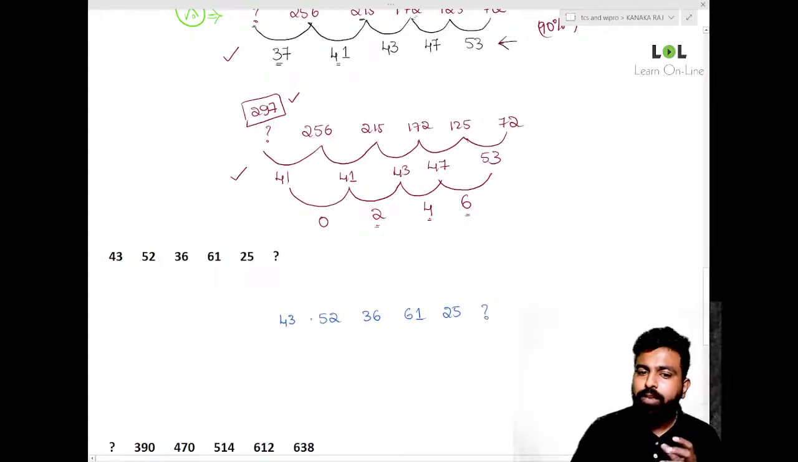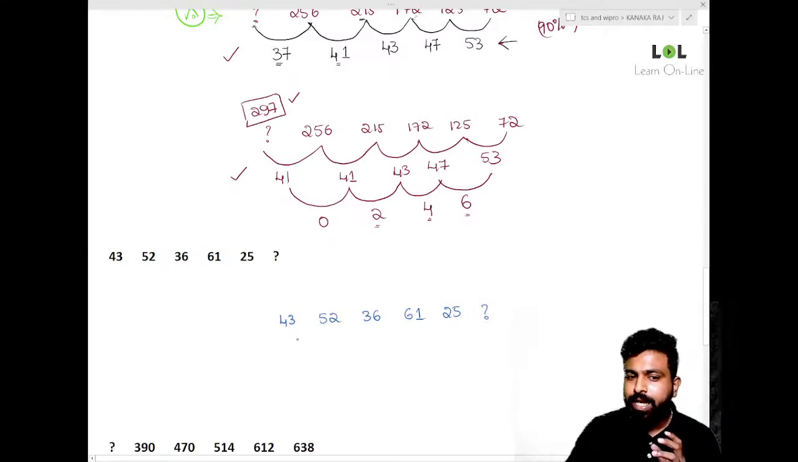Observe this. When you look at this, you get to know that it is a different series. So you start taking the difference here. 43 and 52, the difference here is 9. 52 and 36, what is the difference? Here the number is decreasing, so it is minus. Here it is plus. Here it is minus. 36 plus 6, 42 plus 10, 52.